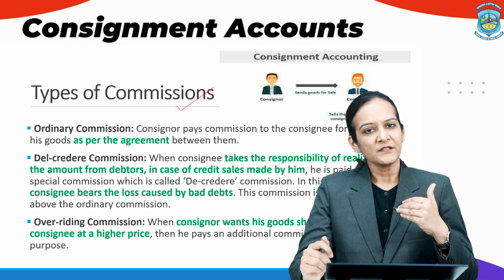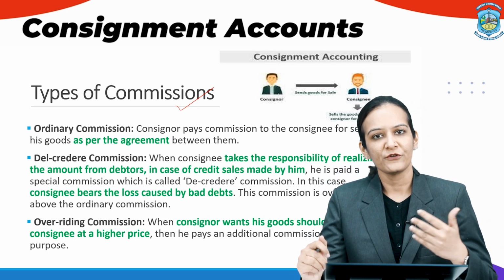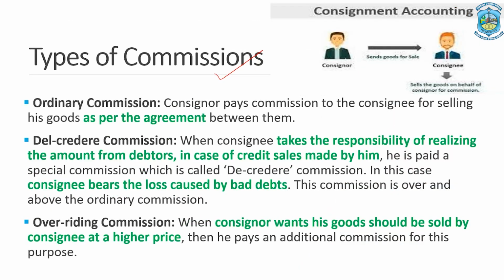Now there are three types of commissions that can be charged by the consignee from the consignor. First is the ordinary commission, the second is the Del-credere commission, and the third is the overriding commission. Let us understand the meaning of all the three different types of commissions. First of all, ordinary commission.